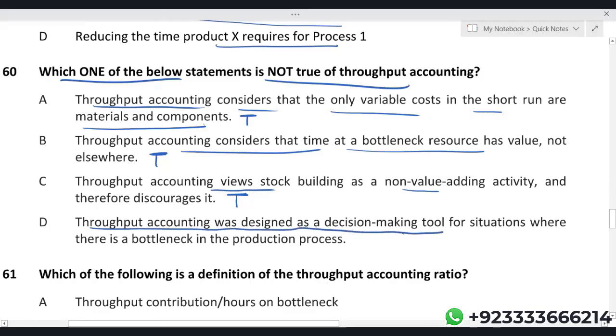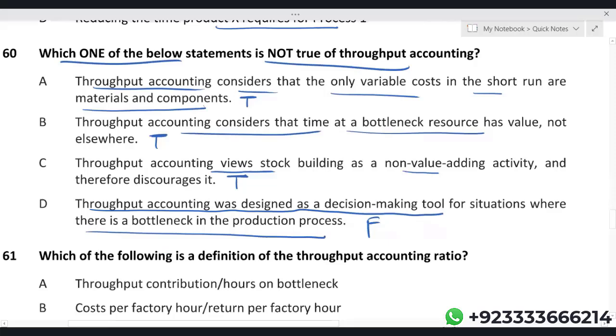Throughput accounting was designed as a decision-making tool for a situation where there's a bottleneck in the production process. No. Actually, it was designed for performance measurement, not as a decision-making tool. Logically, it is for performance measurement, to see which product is performing better.